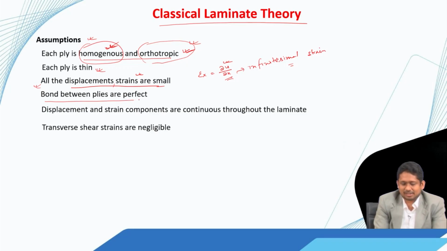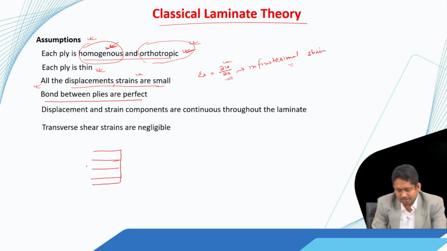We also assume that the bond between the plies is perfect. Let us understand this through this picture. Let us assume that this laminate has 4 layers again. So, here we have the bond between layer 1 and layer 2, and if this laminate experiences extension, and then if the bond between these two is not perfect, then what may happen is one layer may slip over another. In that case, the resulting deformation may look something like this.